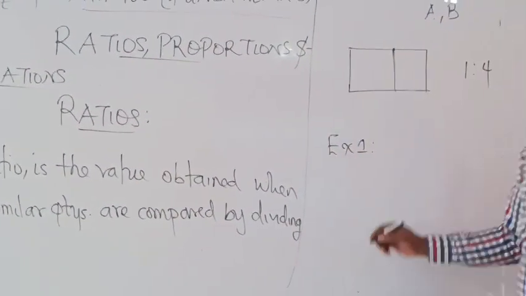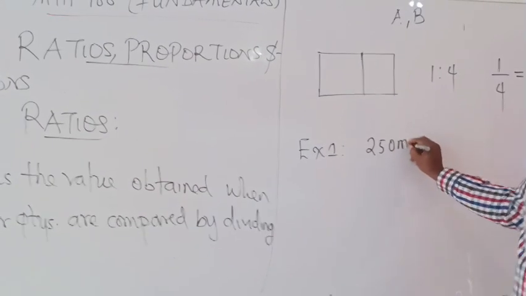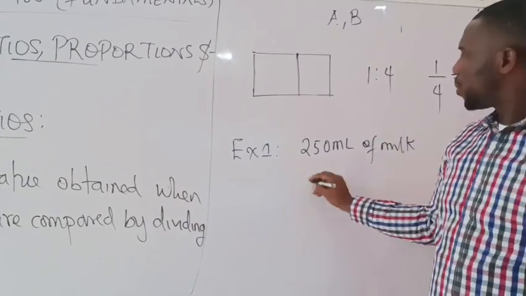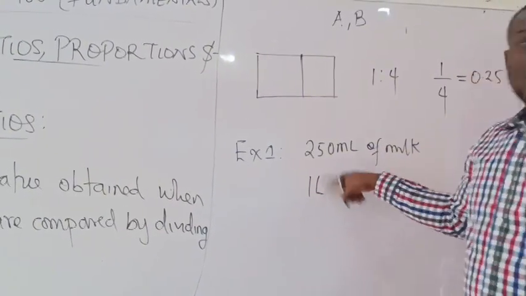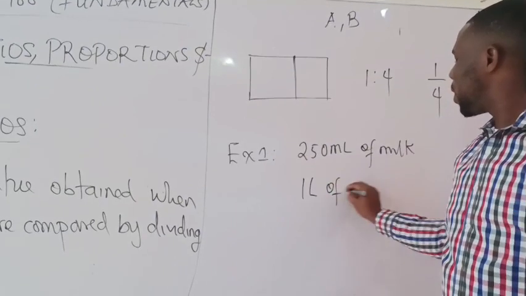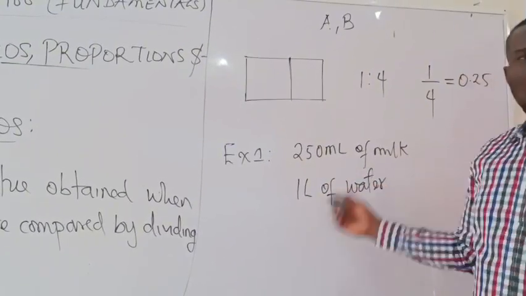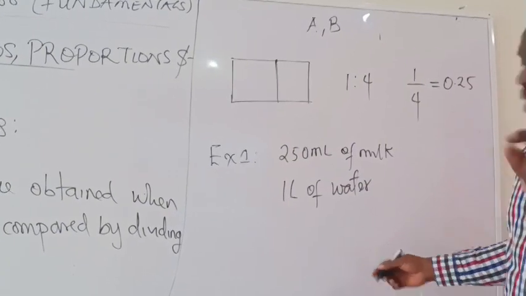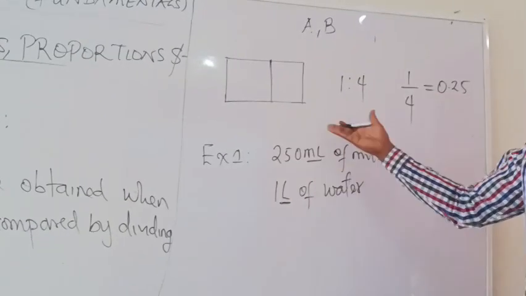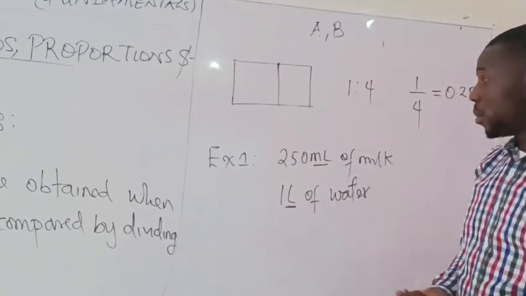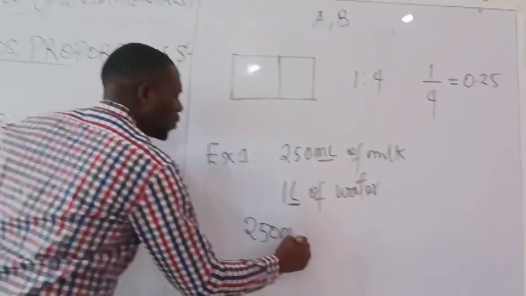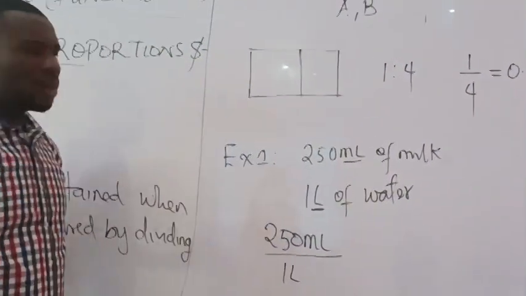Let's say I have 250 ml of milk, and I want to know what the ratio of 250 ml of milk would be to 1 liter of water. It's a good one simply because they are similar quantities. The units are the unit for volume, and that's liter or milliliter. So clearly, I'm interested in knowing the ratio of 250 ml to 1 liter. So what would I simply do?